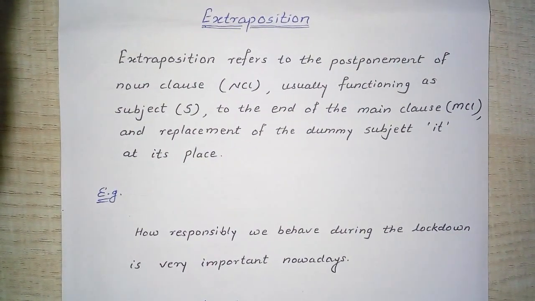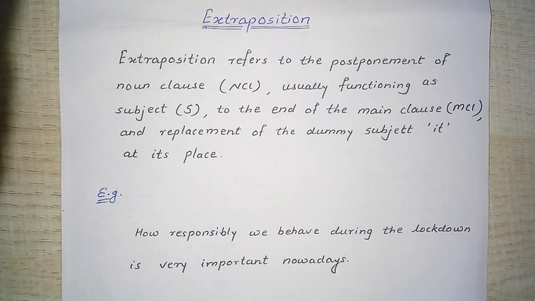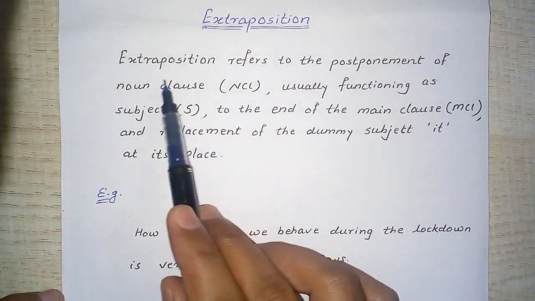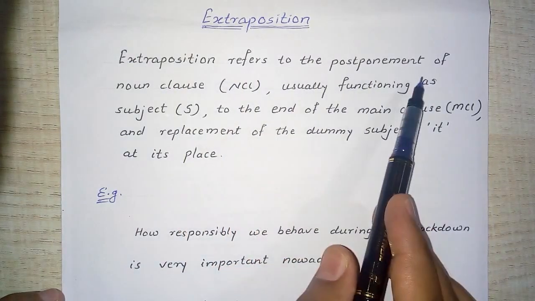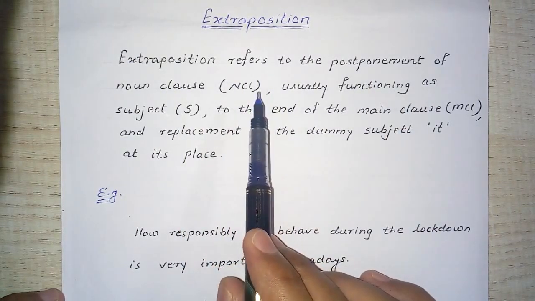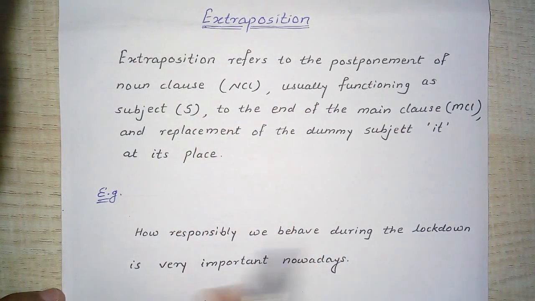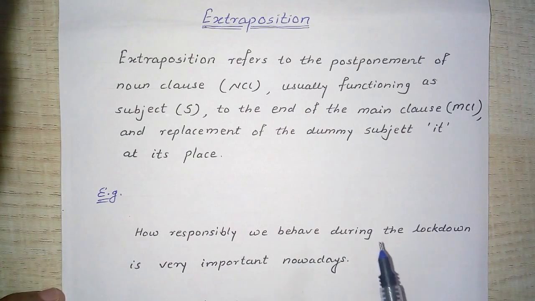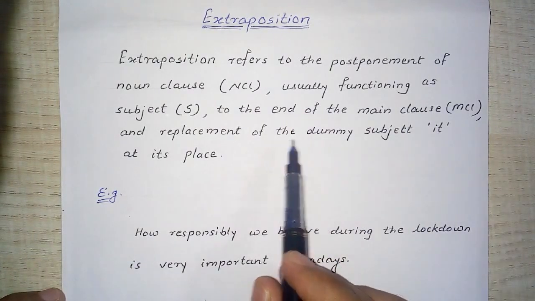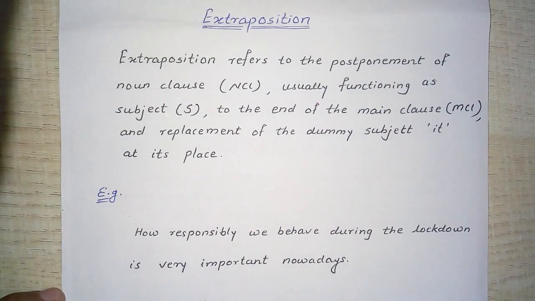Now see what extraposition is first. Extraposition refers to the postponement of a noun clause, usually functioning as subject, to the end of the main clause and the replacement of the dummy subject it in its place. Now let us discuss the definition. Extraposition refers to the postponement, meaning following the end weight principle: the heavy constituent of the sentence which is at the beginning is shifted to the end, and in that blank space the dummy subject it is used.